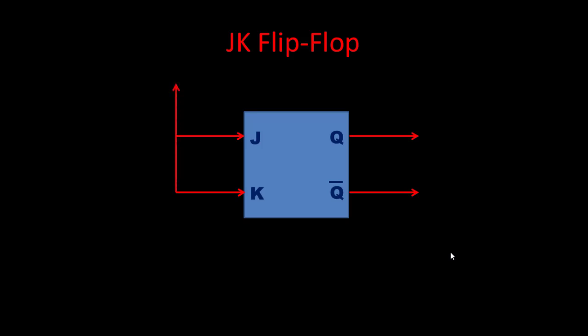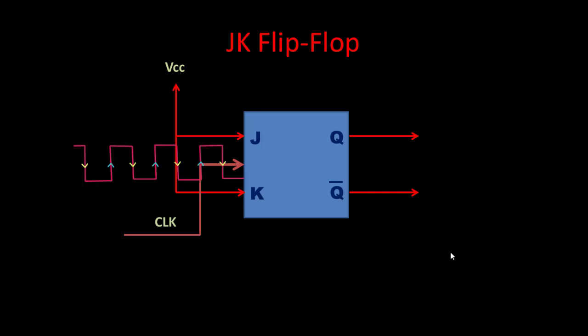Suppose we connect the J and K inputs to logic 1, that is VCC, and apply the clock, a series of continuous pulses of ones and zeros. Suppose the initial output was 1 0. When the first clock pulse appears at the input, the output changes from 1 0 to 0 1. This is the toggling state of the JK flip-flop.